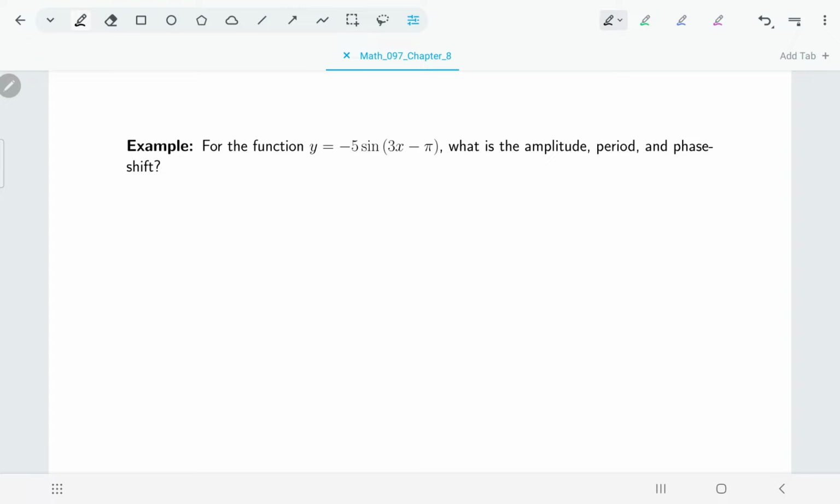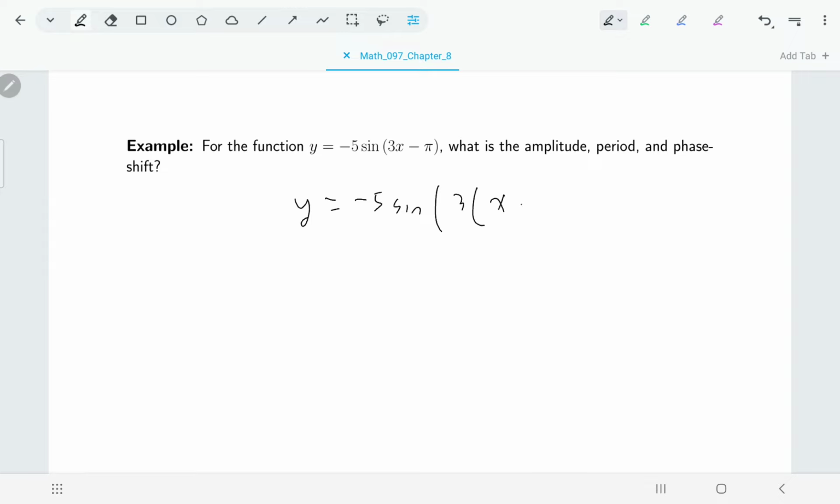Okay, so let's start identifying some amplitudes, periods, and phase shifts. And of course, before I do that, I'm going to need to do a little bit of factoring. From that middle part, the 3x plus pi, factoring the 3 out of both terms. 3x, when I factor out 3, leaves me with x. And plus pi, when I'm factoring out 3, what's left over is pi divided by 3.